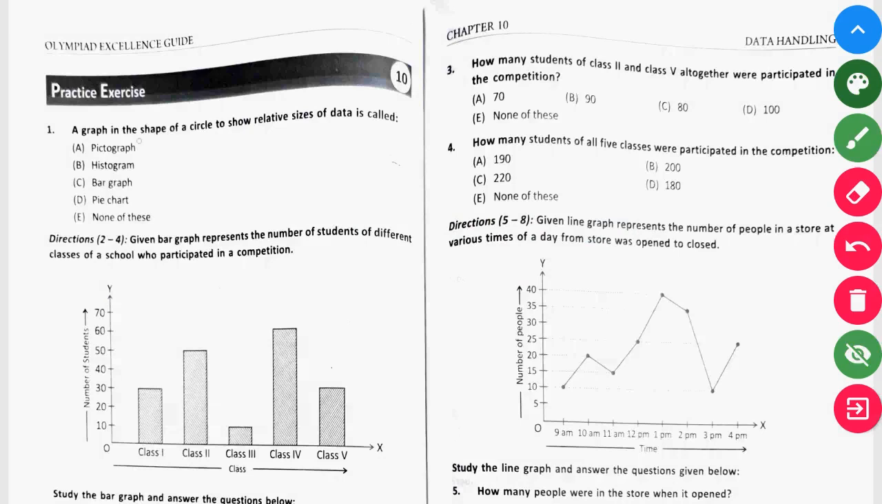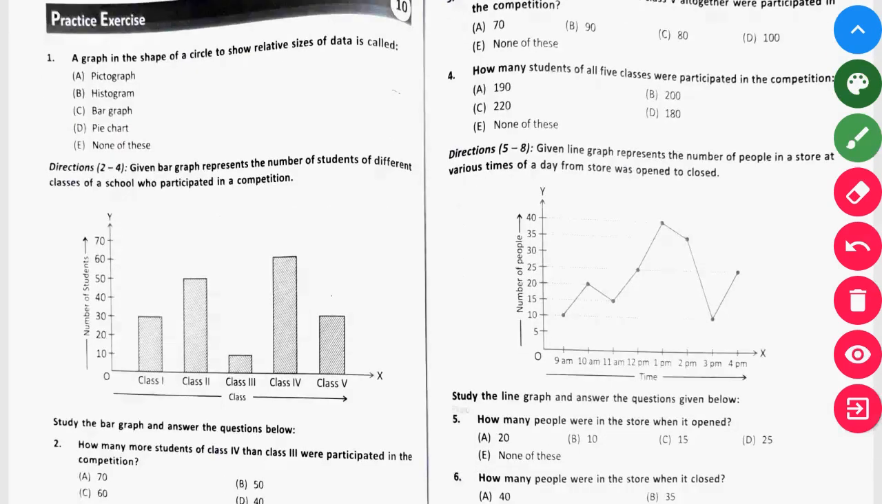Okay, now see, the first question is: a graph in the shape of a circle to show the relative size of data is called a pictograph, histograph, bar graph or pie chart. So what is the answer? A circle representing data is known as a pie chart. So your answer is pie chart.